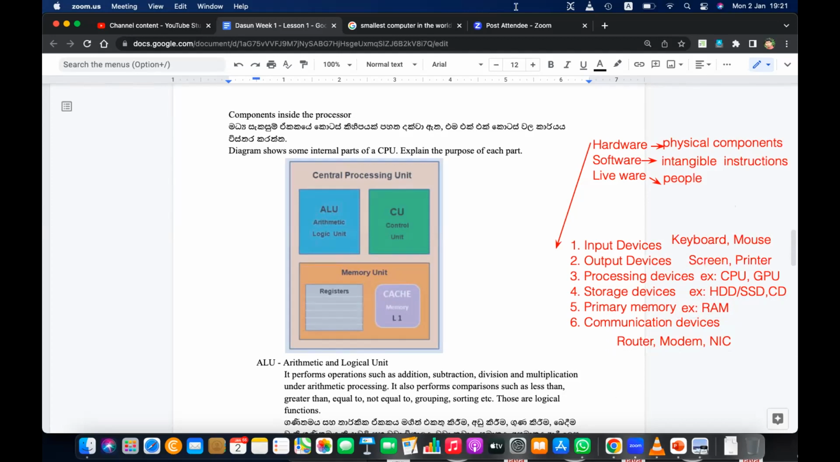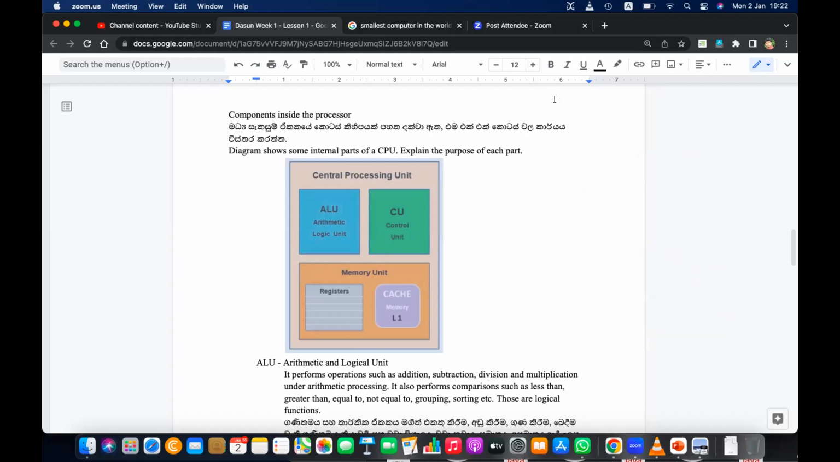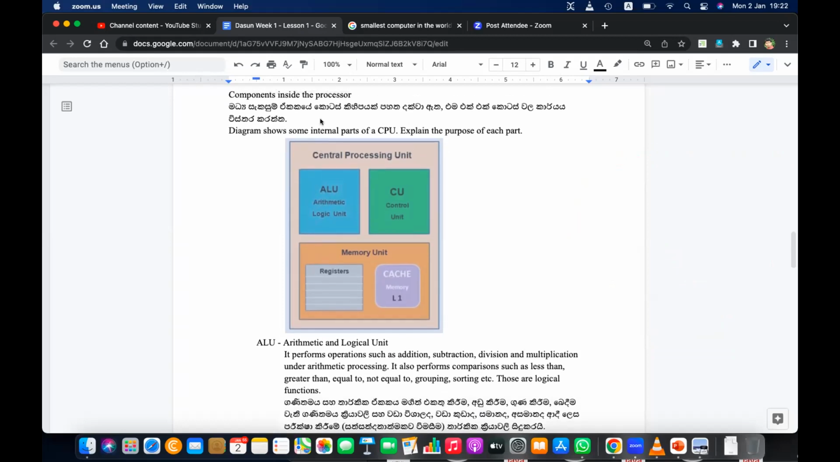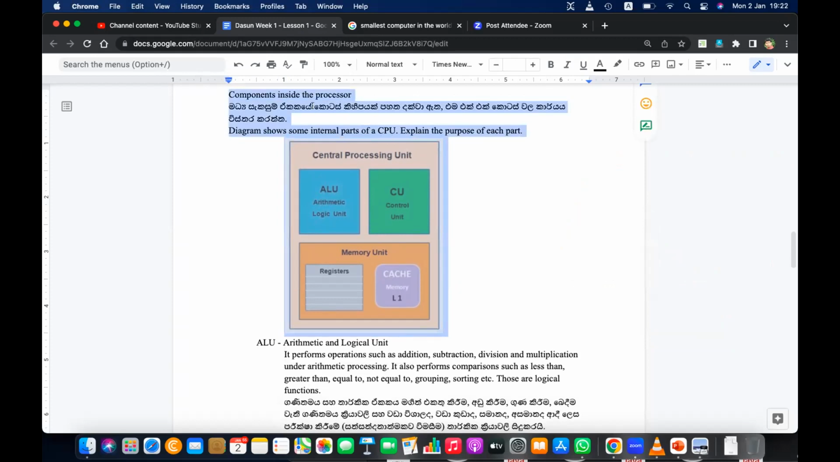That was in the previous year, 2022. Now we are in 2023, a new year, so we are going to learn about new concepts. First of all, write down the heading: components inside the processor. Please write this down and draw this diagram quickly in your book. No need to write the Sinhala medium note, only the English medium part.